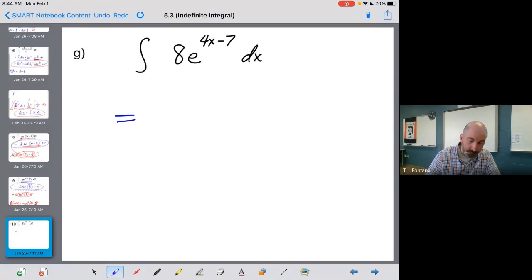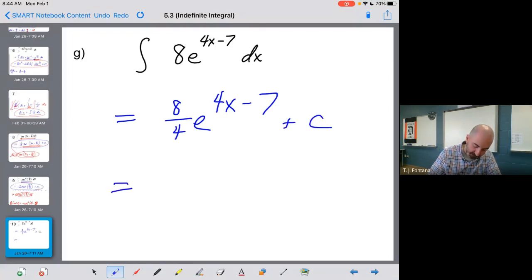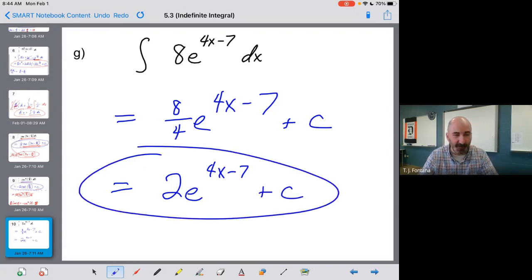That's right. So again, I have less than a minute now. Same base, e, raised to the same power of 4x minus 7. But the derivative of that exponent is 4, so we are now going to need to divide the existing coefficient by the derivative of that exponent, which is 4, and a plus c at the end. So the 8 over 4 is going to give us 2e to the 4x minus 7, and a plus c at the end of all that. I don't think we have time to verify that one, guys, but that is where we're at.